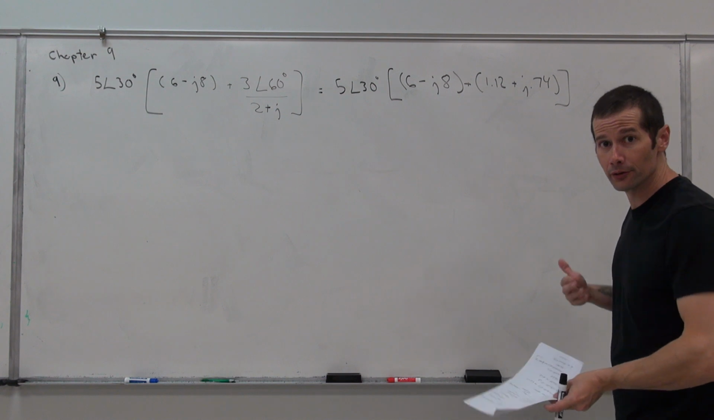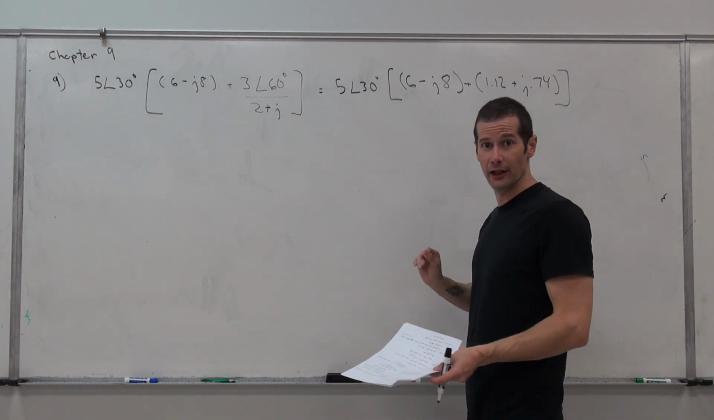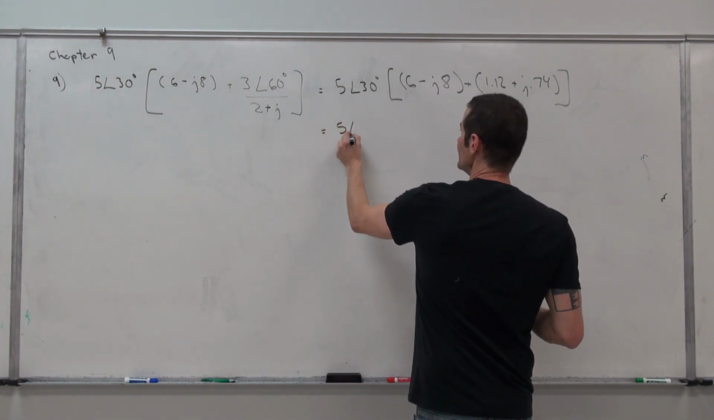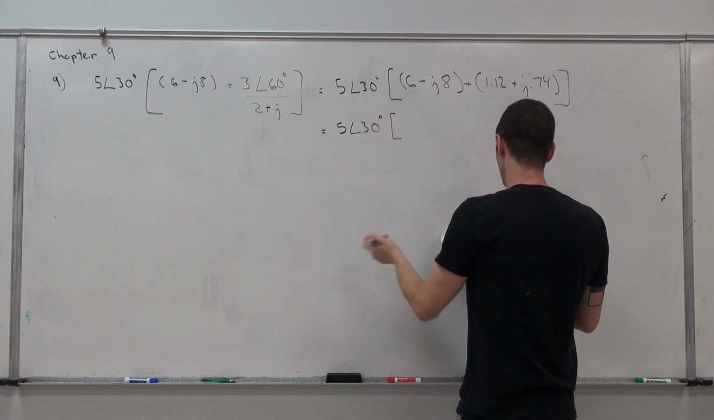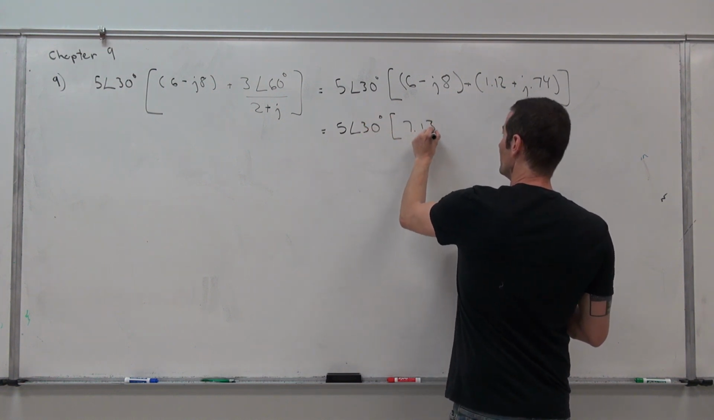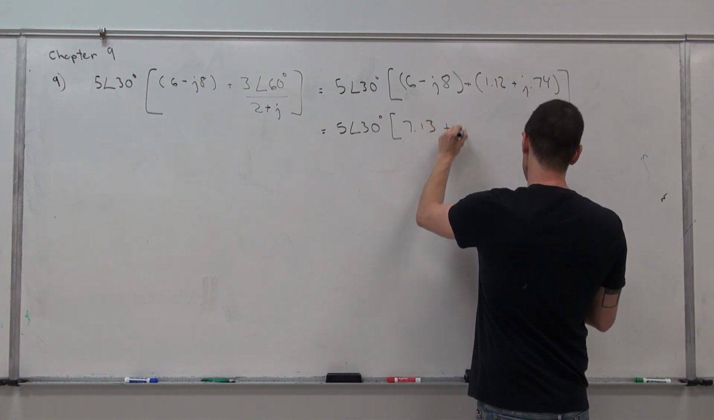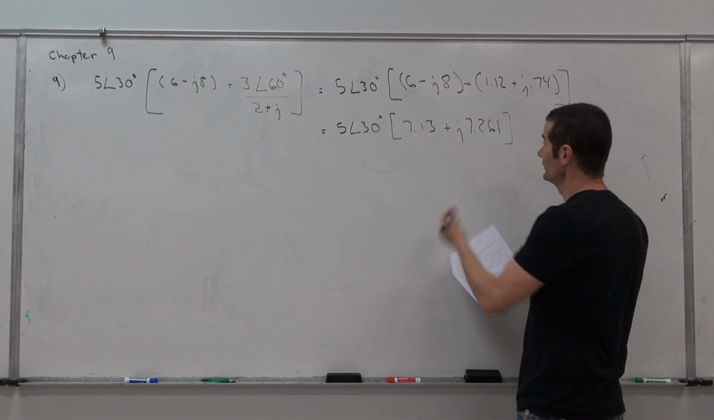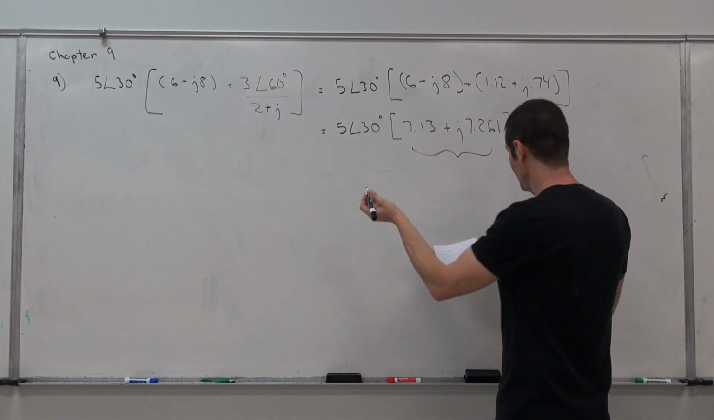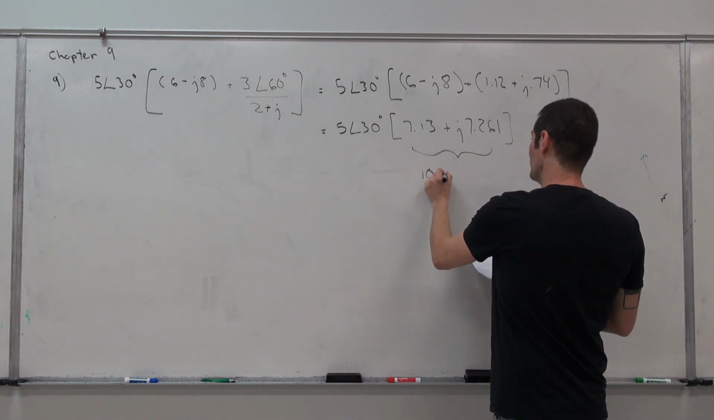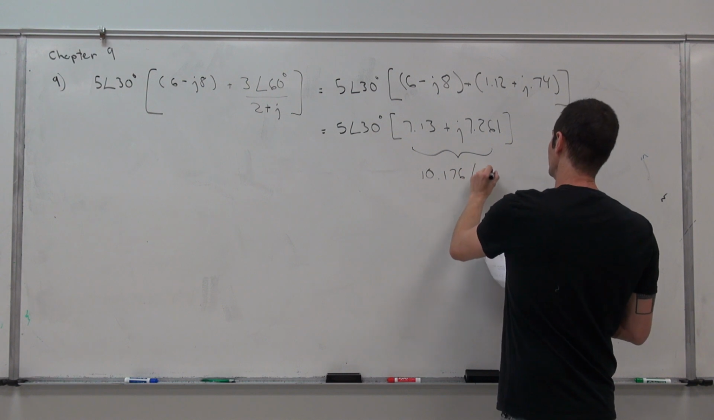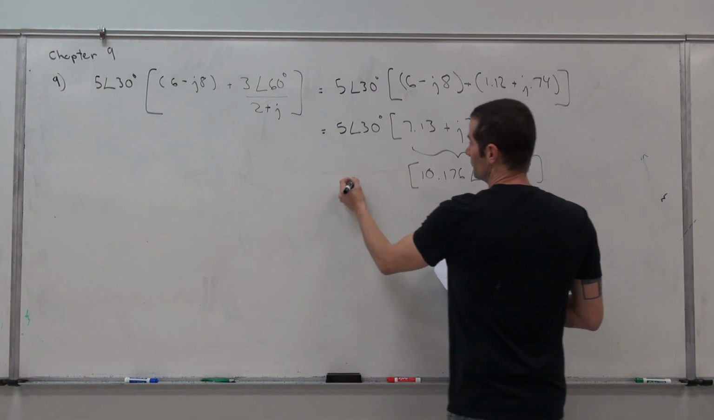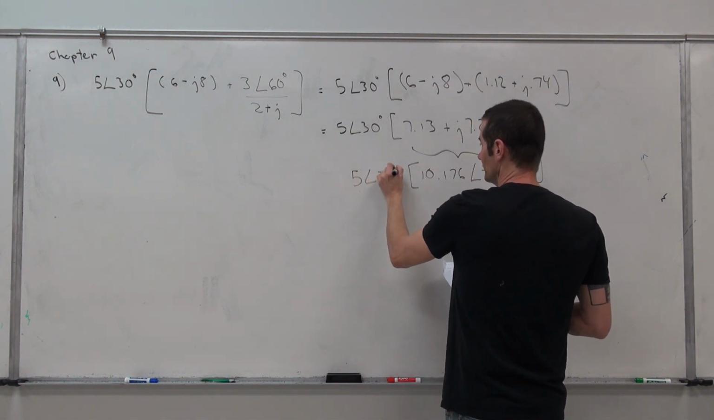Then we multiply that by 5 at an angle of 30 degrees. So if we add these together, we get 5 at an angle of 30 degrees multiplied by 7.13 plus j7.261. We convert that into its polar equivalent, and that gives us 10.176 at an angle of negative 45.52 degrees, multiplied by 5 at an angle of 30 degrees.